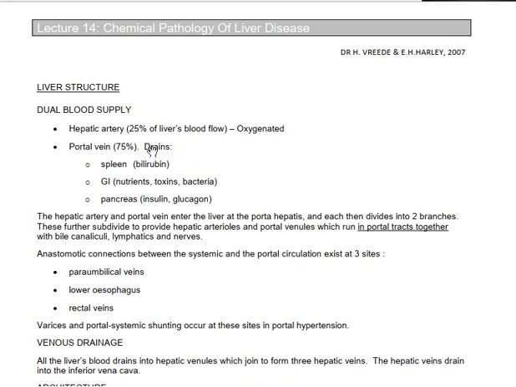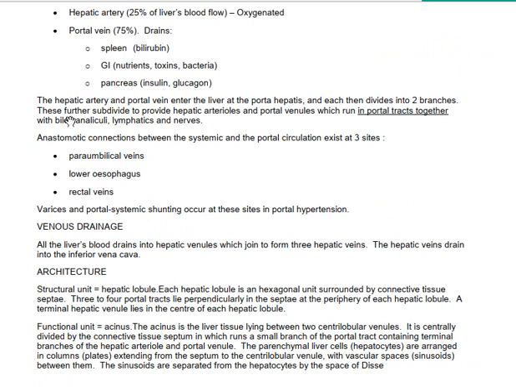Now, among the portal veins, you have one that comes from the gastrointestinal tract, that's going to take nutrients, toxins, and bacteria. One that comes from the spleen, which contains bilirubin, because the spleen is one of the reticuloendothelial system organs for the breakdown of red blood cells, and one from the pancreas, which contains insulin and glucagon. Now, this is generally that.